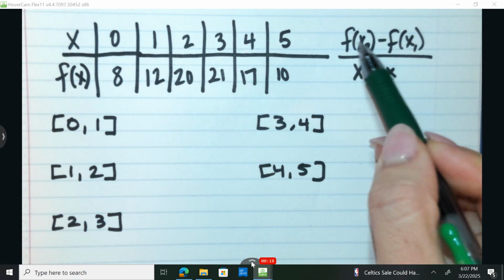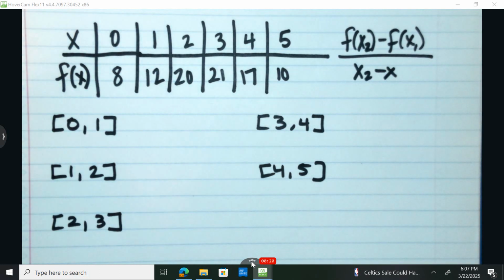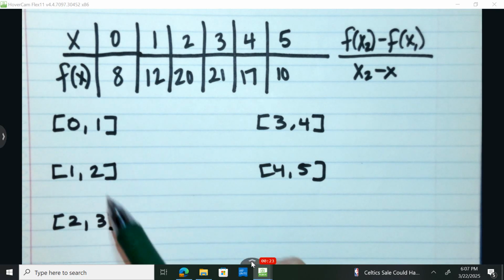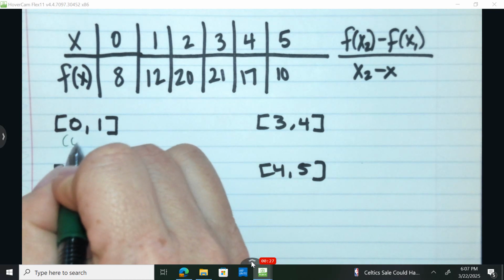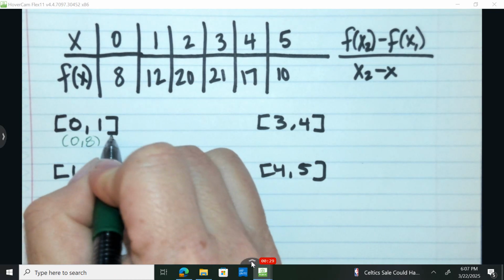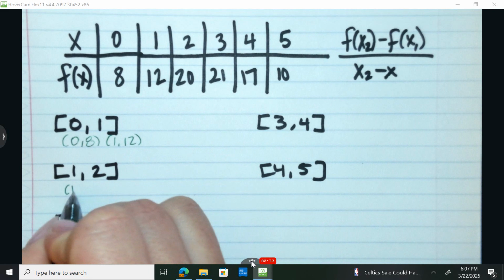If you need to think of this as y sub 2 minus y sub 1, you'll achieve the exact same answers. Also, these are not ordered pairs. These are intervals. These represent x values. So I'm going to start by looking up above. I can see 0 goes with 8 and 1 belongs to 12.